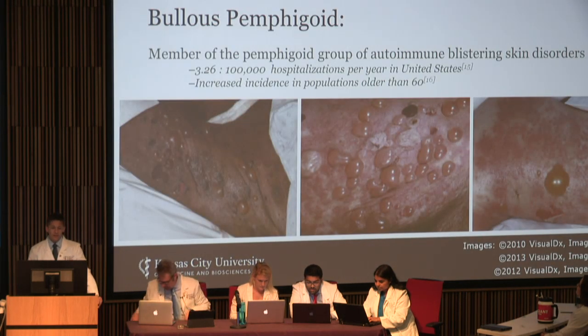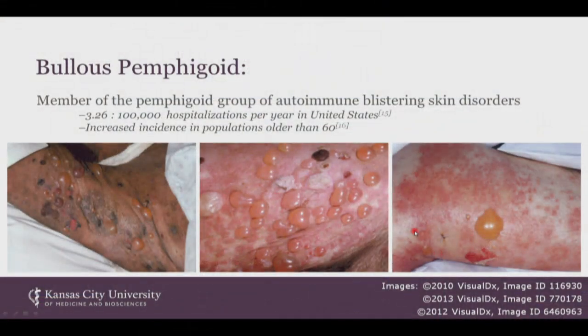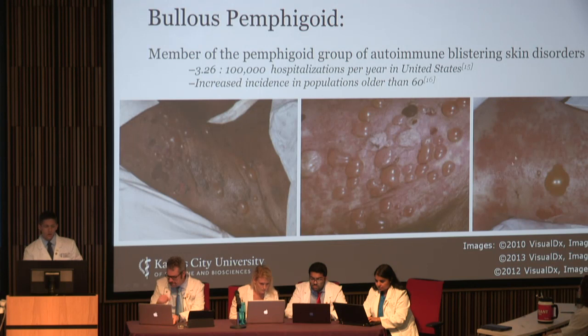Bullous pemphigoid is an autoimmune blistering skin disorder, specifically a member of the pemphigoid group. As seen by the images on the screen, these patients typically experience tense, fluid-filled bullae that are oftentimes present on an erythematous or urticarial base. And this base is particularly present in that center image, as well as the one on the right here with that erythema. In the United States, bullous pemphigoid accounts for just over 3 out of every 100,000 hospitalizations per year.